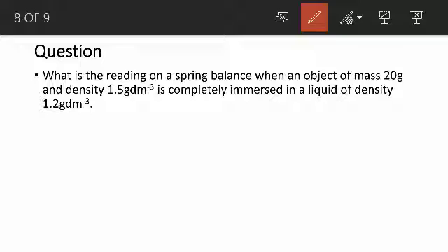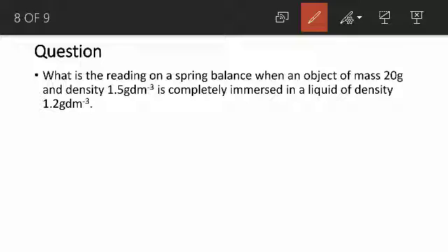It says, what is the reading on a spring balance when an object of mass 20 grams and density 1.5 grams per dm cube is completely immersed in a liquid of density 1.2 grams per dm cube? So we want to know the reading of the spring balance when the object is immersed.